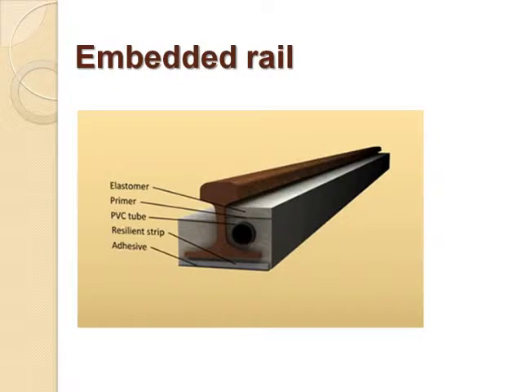Embedded rail is that the rail sits on the resilient pad and is held tightly by wedges and shims made from elastomeric compound. There is a PVC tube attached to the system to reduce the volume of elastomeric compound and provide heat to remain its neutral temperature.